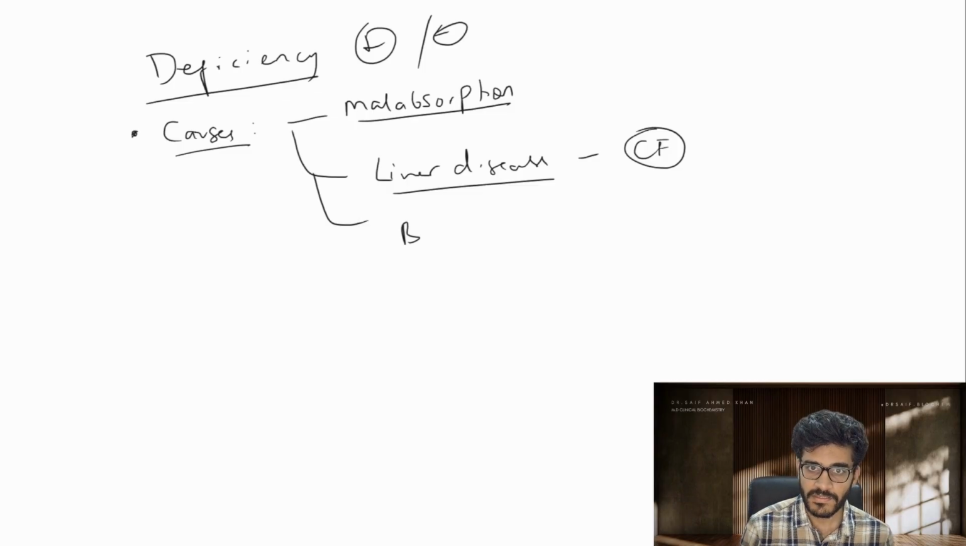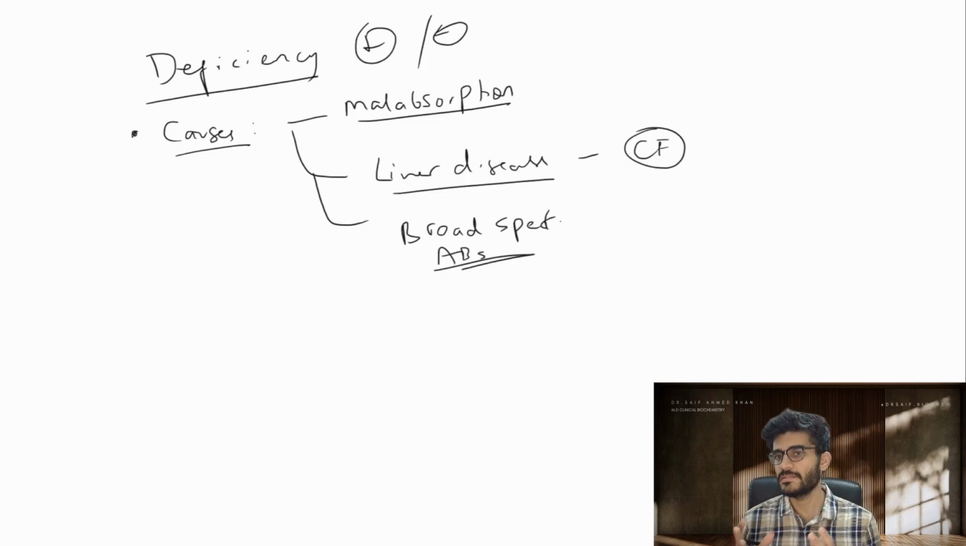Then the third one is broad spectrum antibiotics. Why do you think these are the causative agents? Because they can wipe out your beneficial gut bacteria that produce vitamin K2, especially during prolonged use.